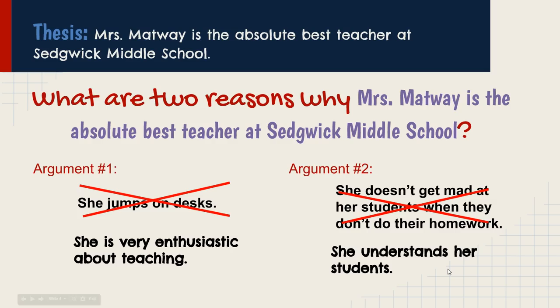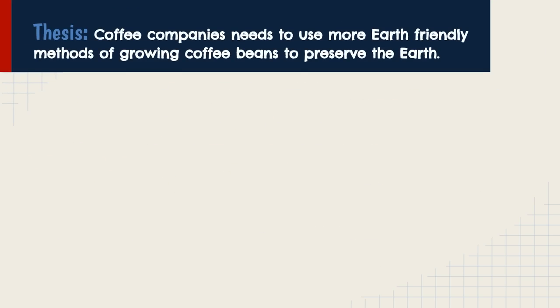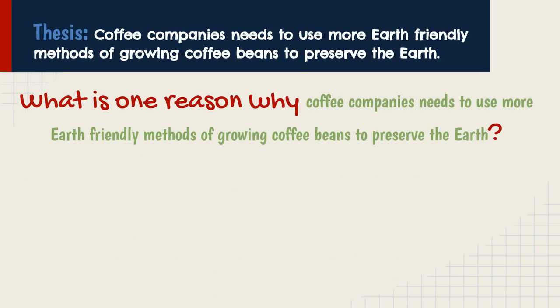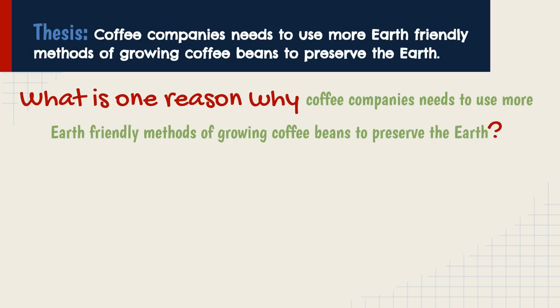So this all makes sense probably with this thesis statement because it's a very general thesis statement and a great one at that. But what about when it comes to environmental topics? How does this really work? So I have an example here for you. Coffee companies need to use more earth-friendly methods of growing coffee beans to preserve the earth. So the first thing I'm going to ask myself is, what is one reason why coffee companies need to use more earth-friendly methods of growing coffee beans to preserve the earth? What is one reason why?